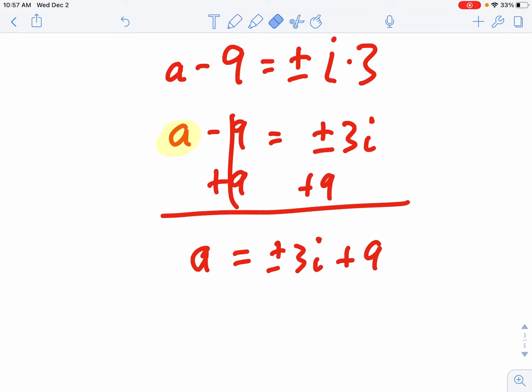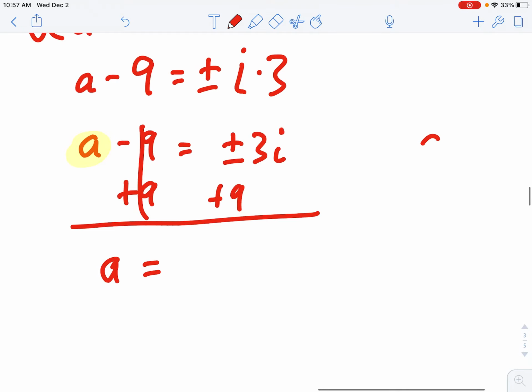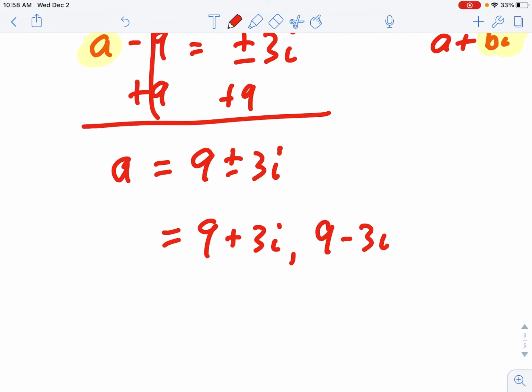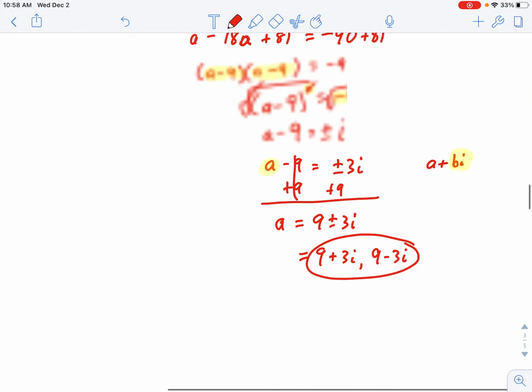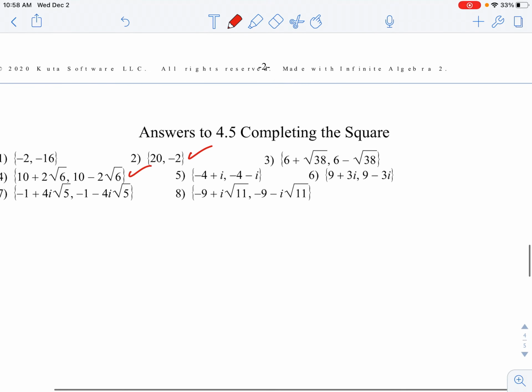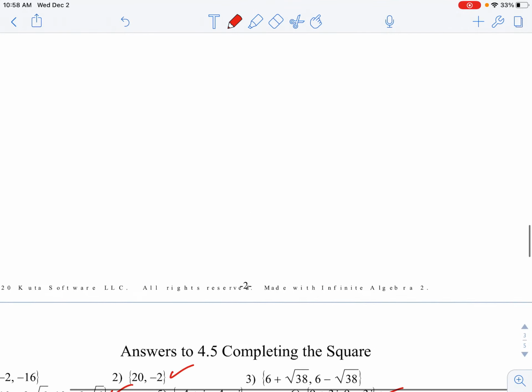You're not wrong, but complex numbers, if you recall, are written a certain way. A plus bi. So the imaginary term is supposed to be second for what it's worth. So I'm just going to write it as positive 9 plus or minus 3i. And that's technically right, but the answer key is going to split it up into 9 plus 3i and 9 minus 3i. Again, i being the imaginary number. Let's scroll down and check number 6. And there it is. 9 plus 3i, 9 minus 3i.